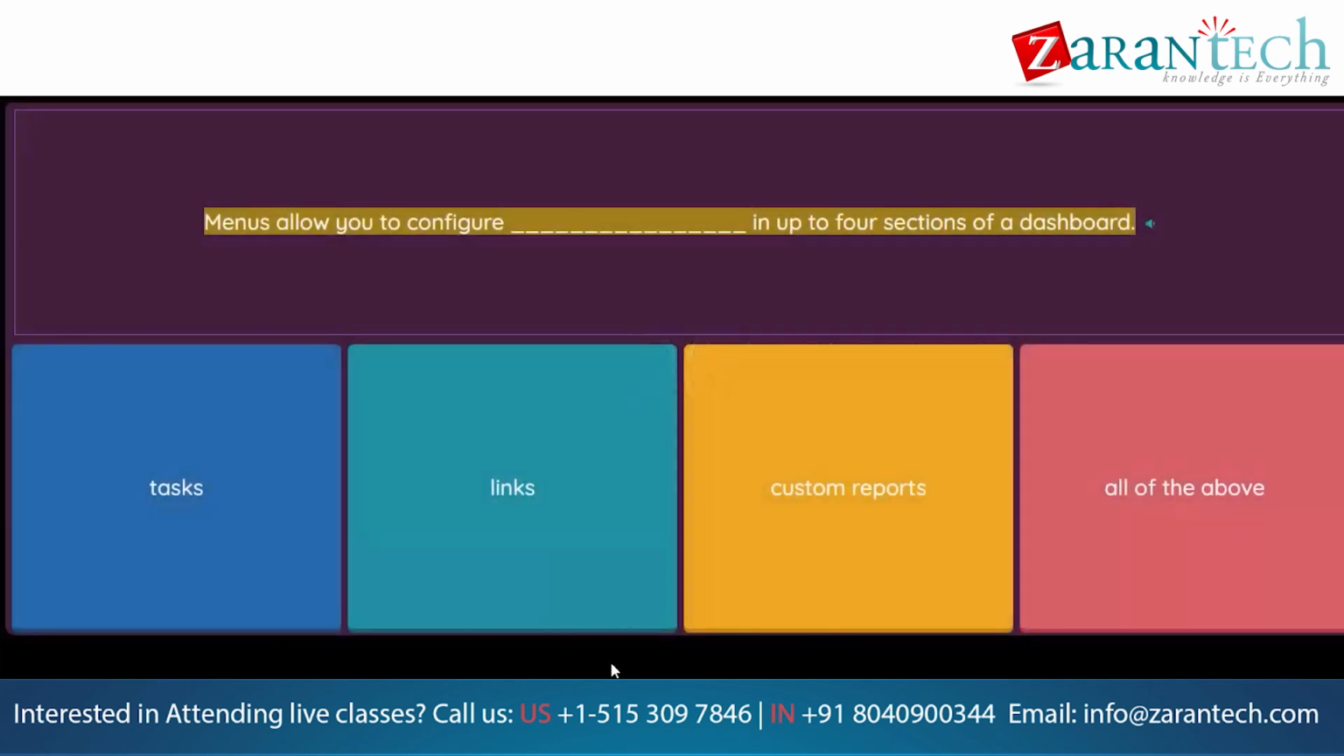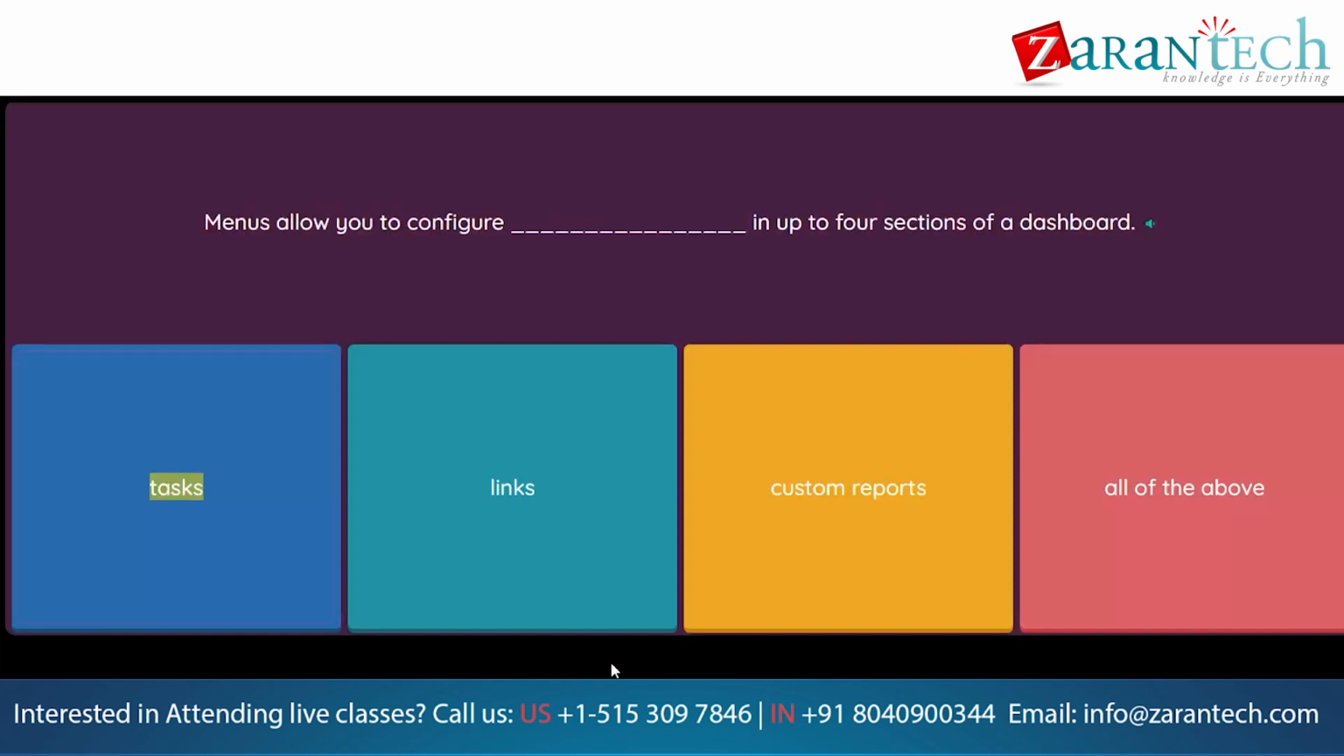Question, menus allow you to configure blank in up to 4 sections of a dashboard. Option 1, tasks. Option 2, links. Option 3, custom reports. Option 4, all of the above.